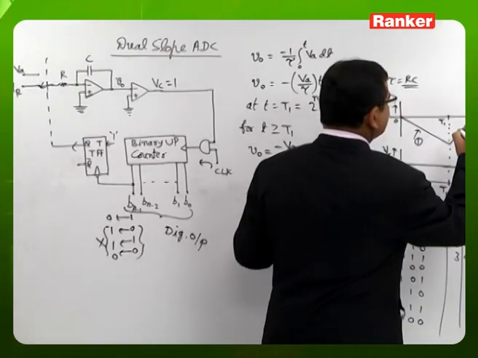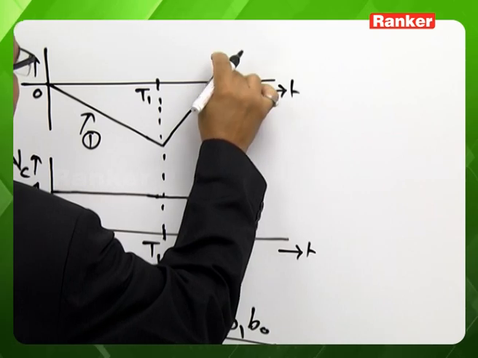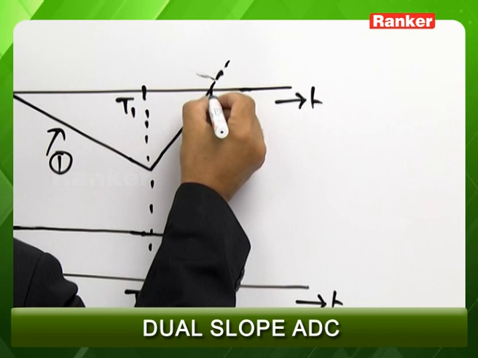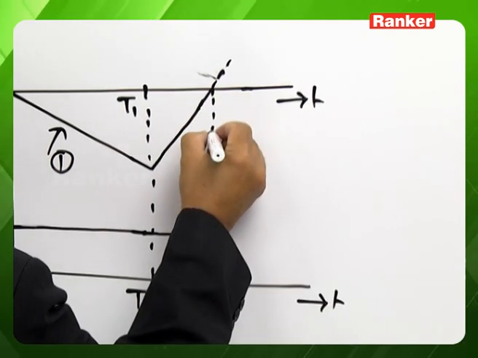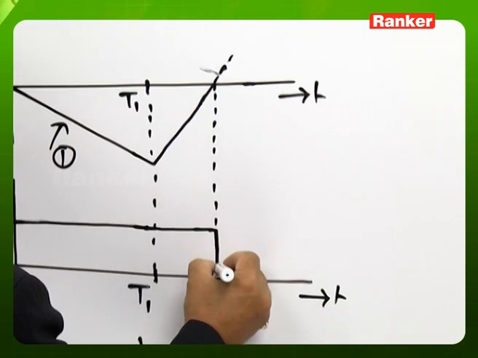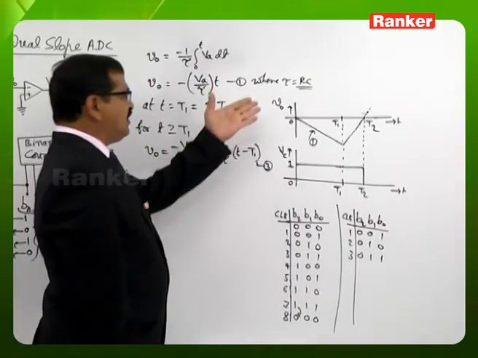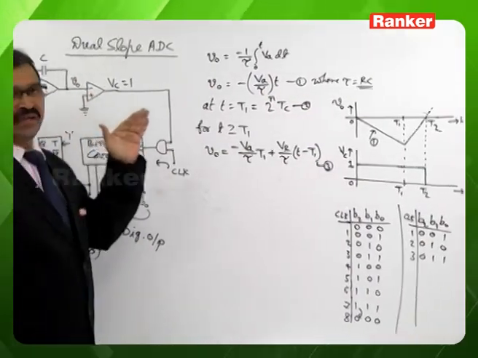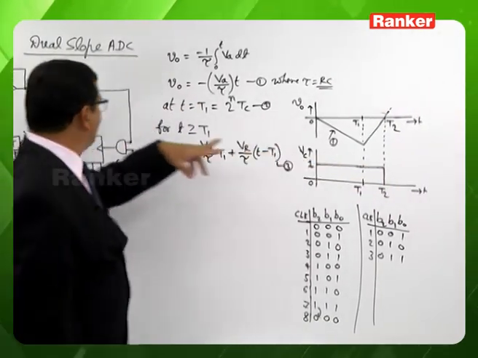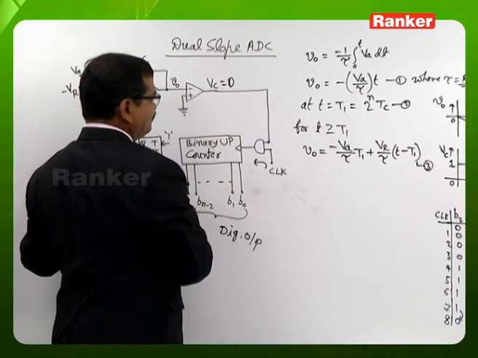But we know this positive slope line will cross this time axis, that is t axis or x axis, at one or other time. As and when it is crossing the x axis, the comparator output is falling to 0. As and when the integrator output is getting a positive value, once it is crossing this time axis, the comparator output is coming to 0.